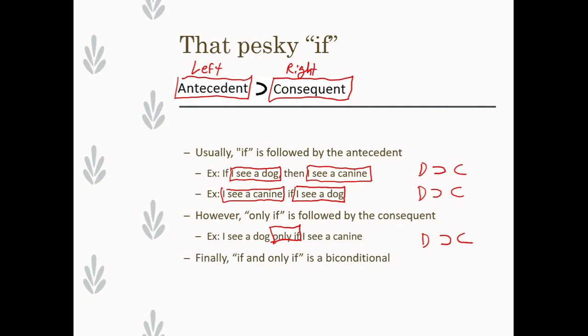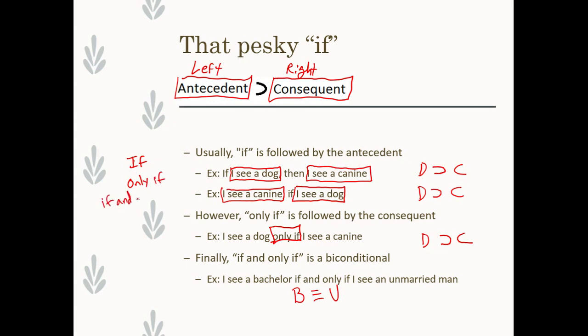And finally, when you see if and only if, that's going to be a biconditional, and so you'll just throw a triple bar in between it. So I see a bachelor if and only if I see an unmarried man. So B for bachelor, U for unmarried man. So those are the three senses of if. You have if, you have only if, and you have if and only if.